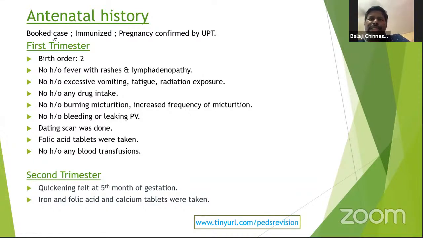So those questions you can ask, but most important is, first trimester is the period of what? First trimester is the period of organogenesis. So club your questions related to organogenesis. I think you have done it right, but clubbing would have been better. In between, you have asked excessive vomiting, so that you will remember nicely. Fever with rash and lymphadenopathy for TORCHES, accidental radiation exposure, and no history of any drug intake. Those three questions will be your clubbing for organogenesis.